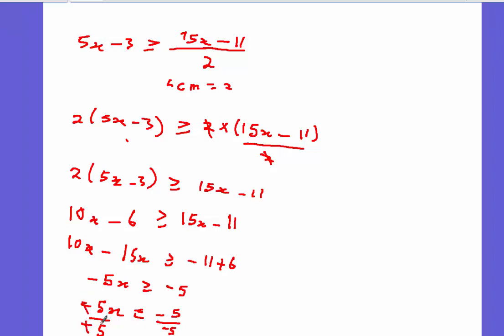The negative will cancel out the negative. The 5 will also cancel out this. This negative will cancel out this, giving us 1. Therefore, x is less than or equal to 1. Now to illustrate this on a number line, we can easily do so.